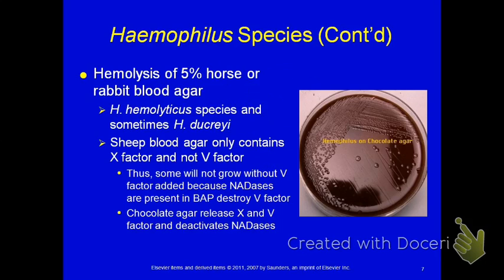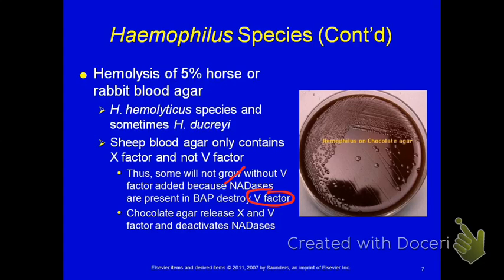Okay, so as what I've mentioned before, X factor is hemin. And the usual source of hemin is RBC or the blood. But since it doesn't contain V factor, the blood agar plate may not totally support the growth of Haemophilus species that would require both the X and V factor. Thus, some will not grow without the V factor added because the NADases are present in blood agar plate, and this is the one that destroys the V factor. What is this NADases? NADases are enzymes that destroy the NAD or the nicotinamide adenine dinucleotide.